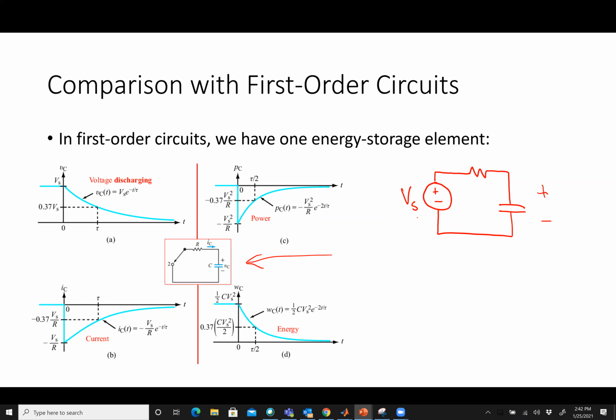I'm basically taking energy from this voltage source, transferring it to here, and then that's it. The circuit's done. Nothing happens.